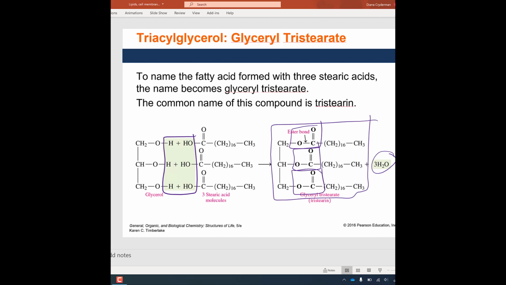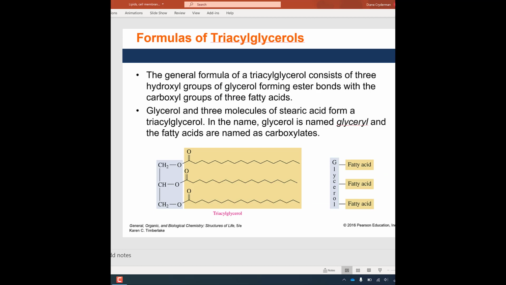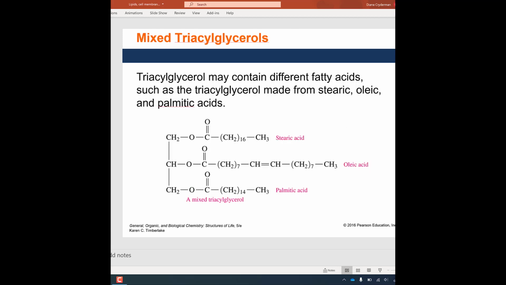So if we go back to the slide before, what we're looking at up here is just something much more simplified. So here was that glycerol backbone, and then 3 different fatty acid chains hanging off. And again, we could have different fatty acid chains.